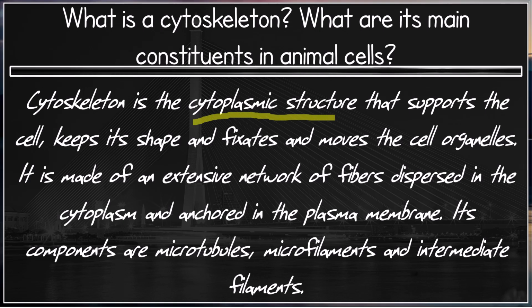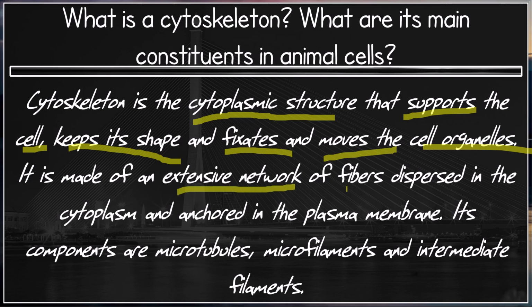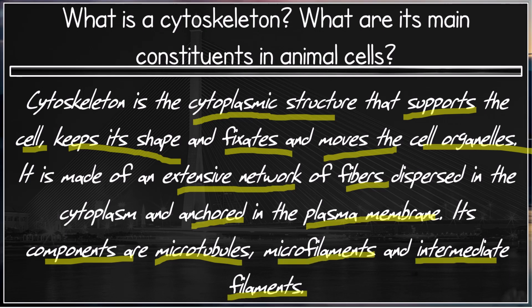Cytoskeleton is the cytoplasmic structure that supports the cell. It keeps its shape, fixates, and moves the cell organelles. It is made of an extensive network of fibers dispersed in the cytoplasm, anchored in the plasma membrane. Its components are microtubules, microfilaments, and intermediate filaments.